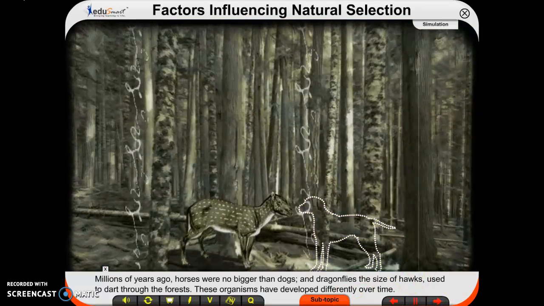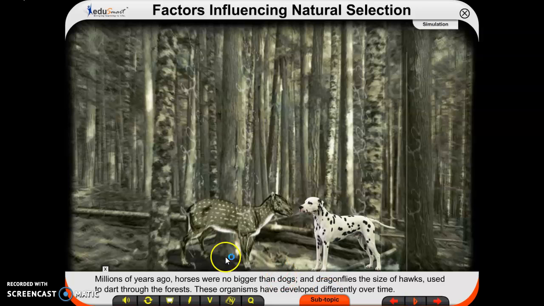So millions of years ago, horses were no bigger than dogs. You see this? This was an ancestral horse millions of years ago, and it's just about the size of this Dalmatian here. So these organisms have developed differently over time. Obviously, our modern day horse looks nothing like this. And the reason why our horse nowadays looks different is due to natural selection.